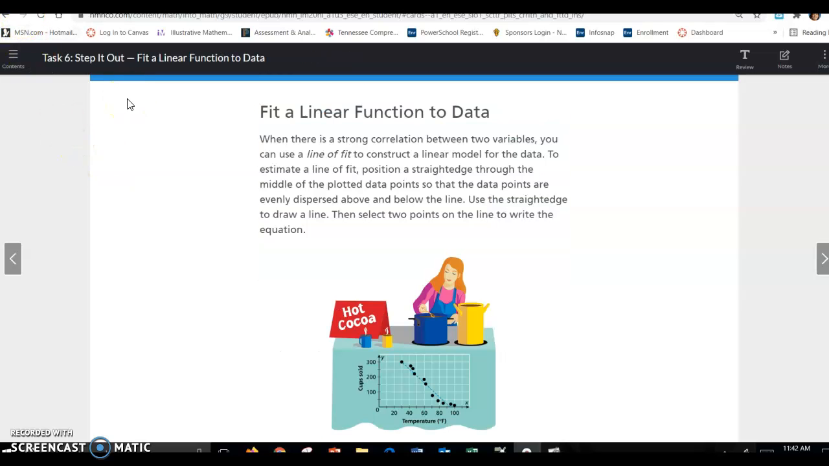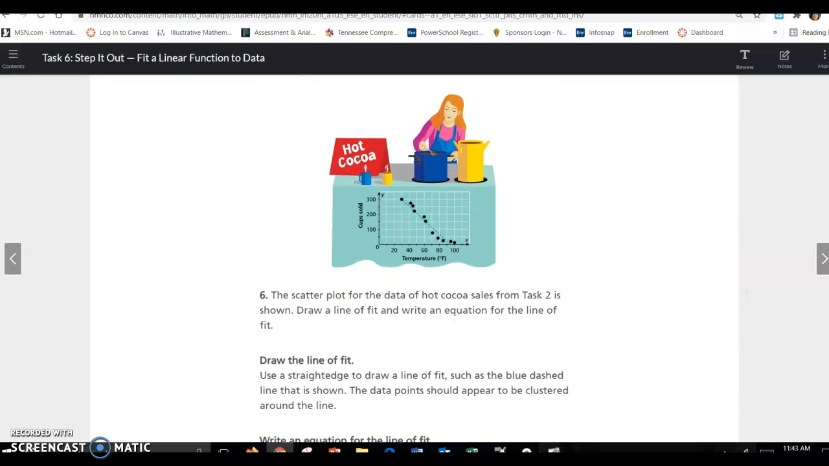All right, lesson 6.1, task 6. This is our final task. So it says fit a linear function to data. When there is a strong correlation between two variables, you can use a line of fit to construct a linear model for the data. To estimate a line of fit, position a straight edge through the middle of the plotted data points so that the data points are evenly dispersed above and below the line. Use the straight edge to draw a line. Then select 2 points on the line to write the equation.